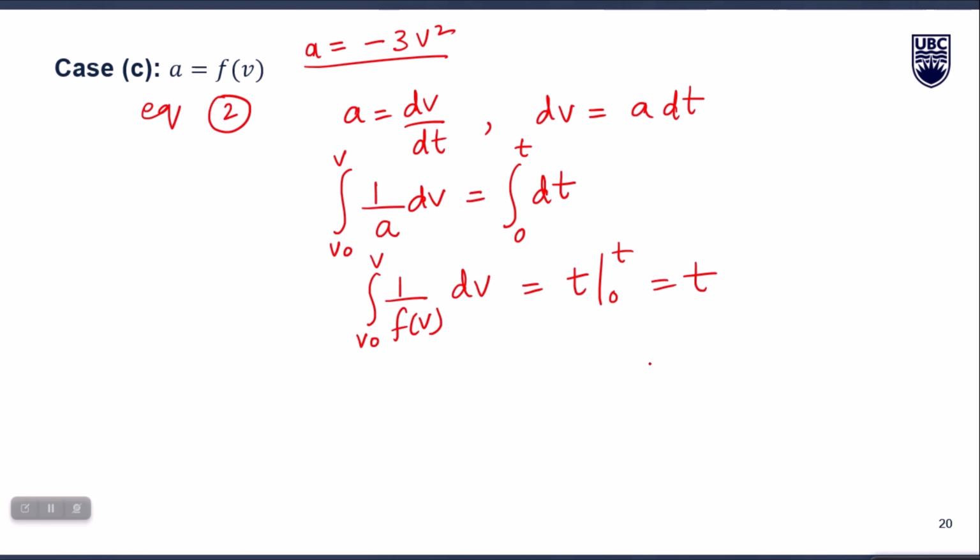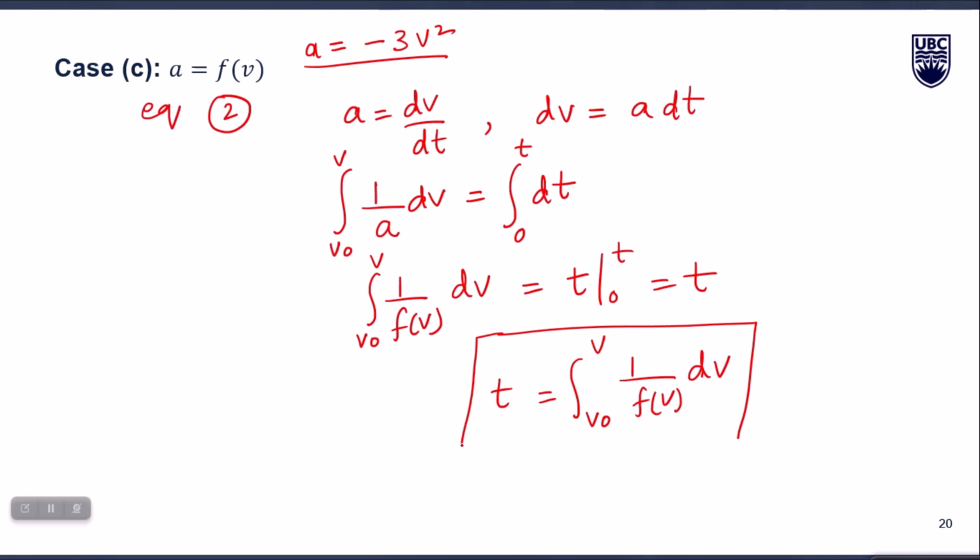So t will be equal to this integration which you can solve analytically because everything is now a function of v in that, right? So you can carry out this integration on the right hand side as a function with respect to velocity actually, and get a relationship between time and velocity, right? So when you evaluate that integral, apply limits, you will be getting v versus t relationship, right?